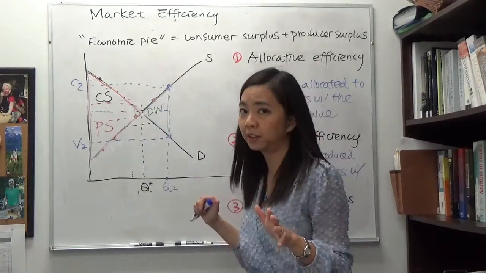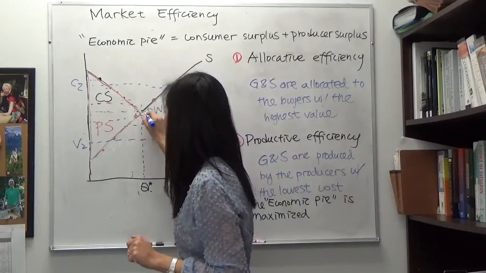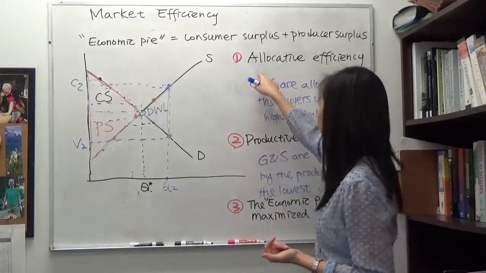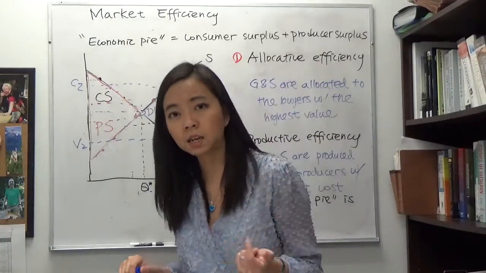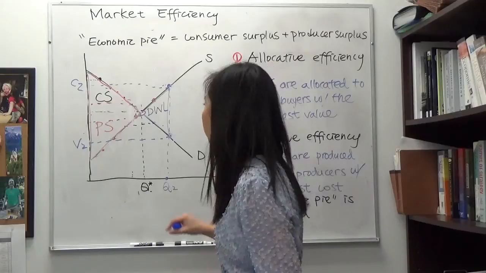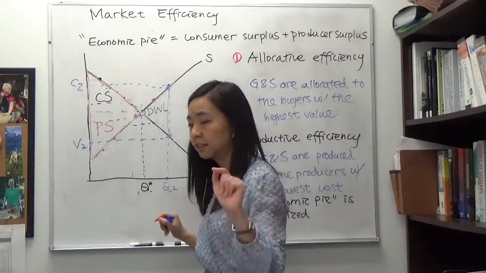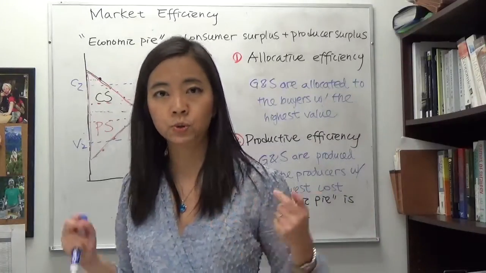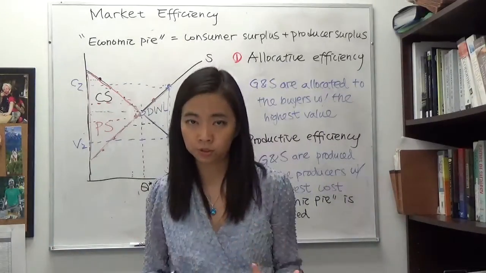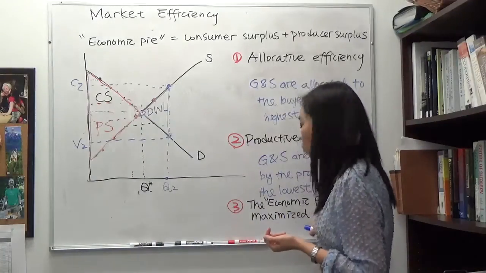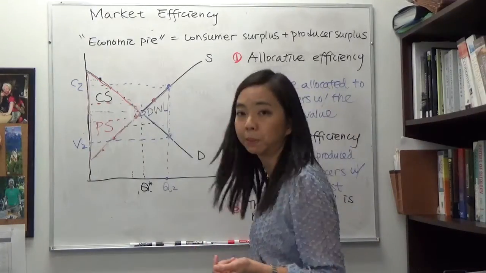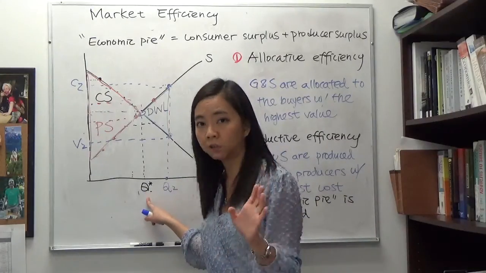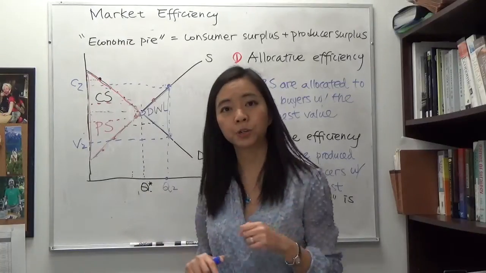So we have proven that efficient market outcome given perfect competition will satisfy these three criteria. First, allocative efficiency, meaning goods are being allocated to the buyers with the highest value. Second, productive efficiency, meaning goods are produced by the producers with the lowest cost. You use the least resource, so that's great. Finally, we cannot increase economic pie. Your economic pie is already maximized, meaning any quantity other than equilibrium quantity will cause your economic pie to shrink.